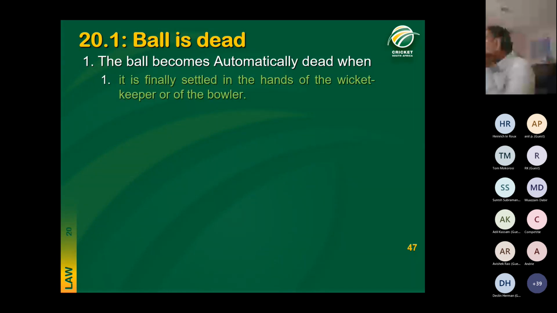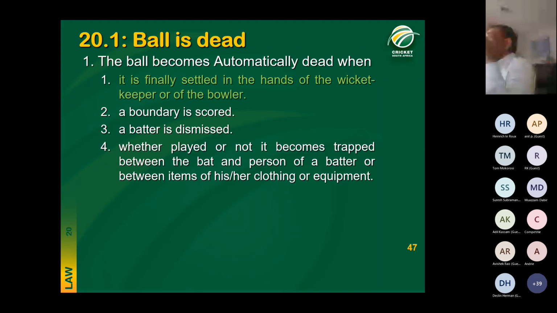One of the things I want to focus on when the ball automatically becomes dead, the green highlighted portion, is when the ball is finally settled in the hands of the wicketkeeper or of the bowler. That is all I wanted to focus on. There are 8 instances. I'm not going to focus on the other ones, just on the first one, where it tells you finally settled in the hands of the wicketkeeper or the bowler. And who decides whether the ball is finally settled in the hands of the keeper or the bowler? The umpires alone.